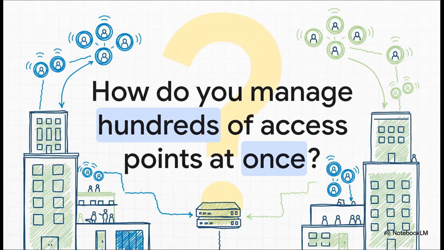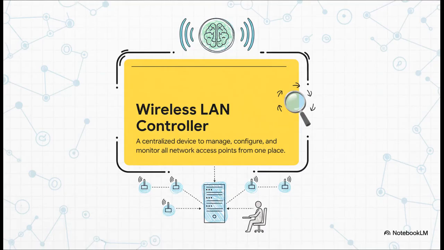But here's the challenge. A big company doesn't have one AP. They might have hundreds of them, scattered across multiple floors and even multiple buildings. So how on earth do you manage all of them without losing your mind? The answer is the Wireless LAN Controller, or WLC. This thing is the brain of the entire wireless operation. It's one centralized box that acts as a single control panel for every single access point on your network. You can manage everything, right, from one place.